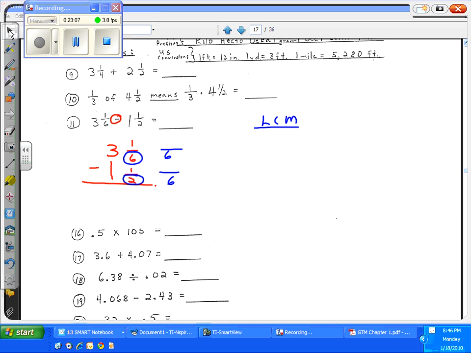We would then make equivalent fractions. So we say 6 times what is 6? 1. So 1 times 1 is 1. 2 times what is 6? 3. So 1 times 3 is 3.